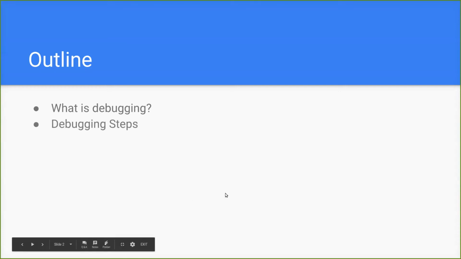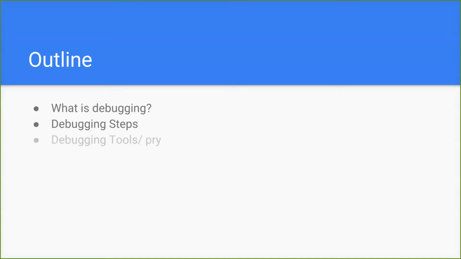So in this presentation, we're going to take a look at debugging Ruby code with Pry. First of all, we'll explore exactly what we mean by debugging. Then we'll look at some general debugging steps that you can use when approaching a coding problem that has an error in it. Next, we'll move on to looking specifically at debugging with a tool called Pry.